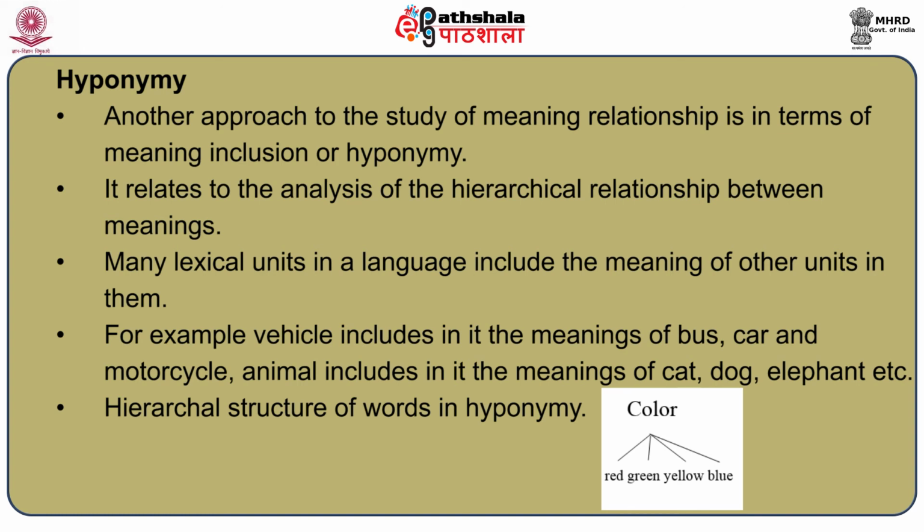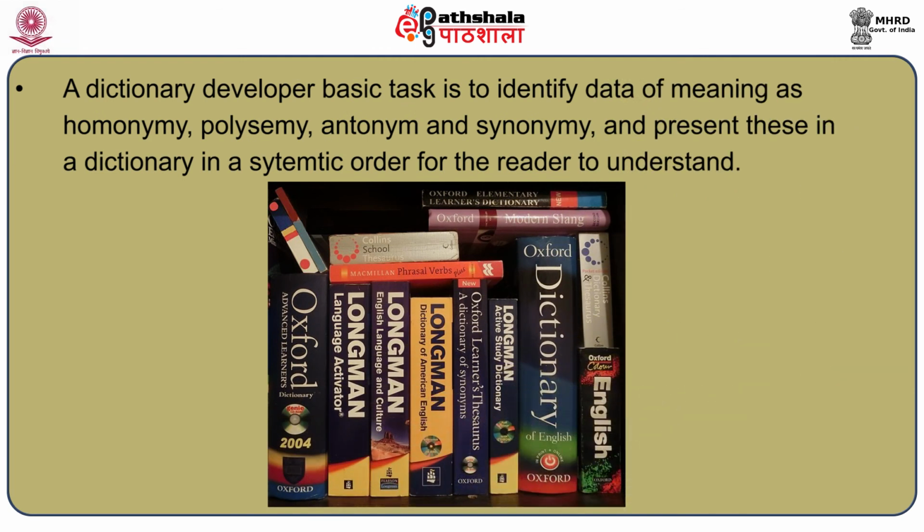Thus, different types of meanings are actually represented in the dictionary. A dictionary developer need not necessarily be interested in all kinds of meanings noted and observed in words to be furnished in the dictionary. His basic task is to identify the major types of meanings like homonymy, polysemy, synonymy and antonymy, and present those in the dictionary in a systematic way so that readers can understand in which sense the word is being used in the dictionary, in the text, and in the regular use of the language.